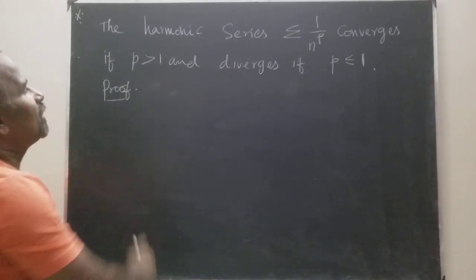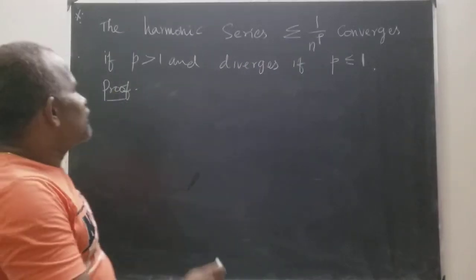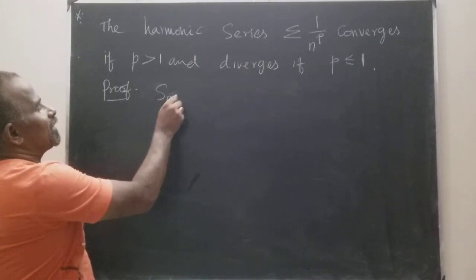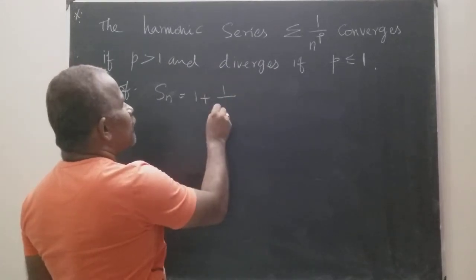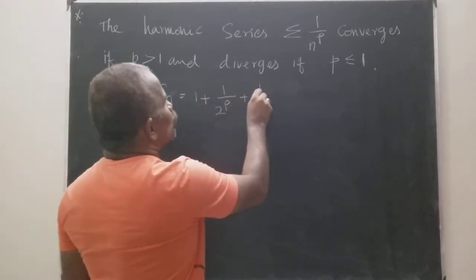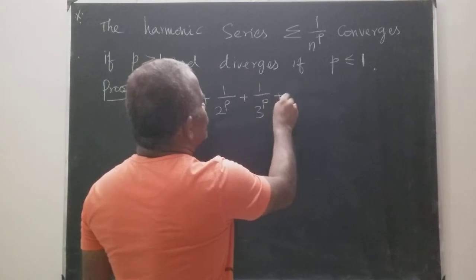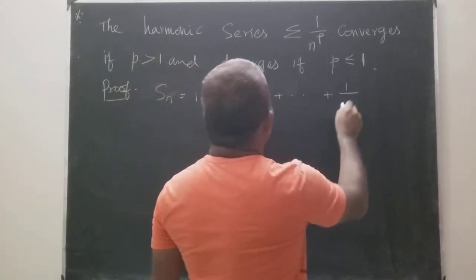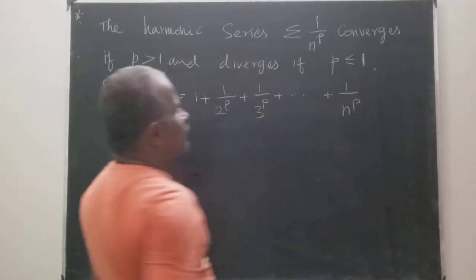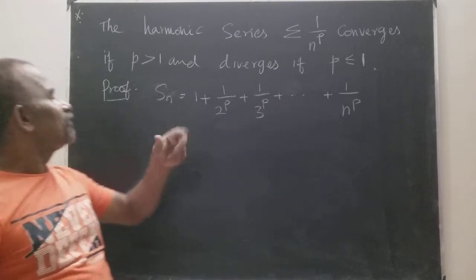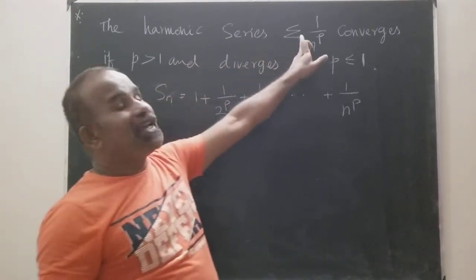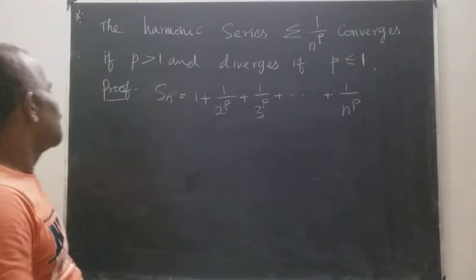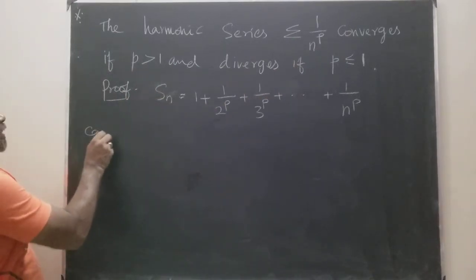Before that, we will take the sequence of partial sums Sn. Sn is equal to 1 plus 1 by 2 power p plus 1 by 3 power p plus etc., up to 1 by n power p. So we have n terms. This is the sequence of partial sums of the given series. Now let us take three cases.